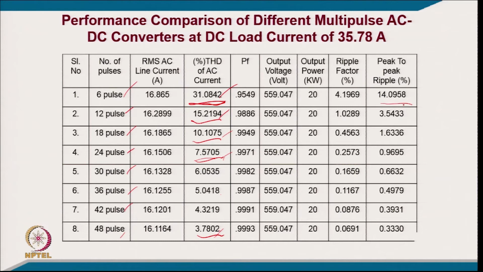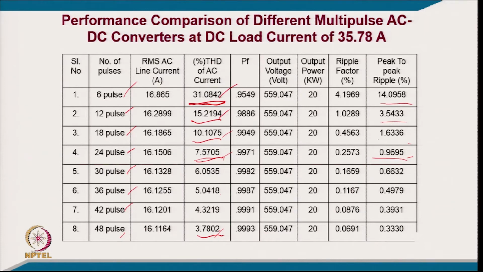You will be able to see it came from 14 to 3.4 at 12 pulse, and then for 18 it is 1.6, and it has gone from 14% to less than 1% in a 24 pulse converter. So that is the reason in many applications we go, depending upon up to what extent we can afford the standard, for different numbers of pulses for different applications, according to cost constraints and simplicity.